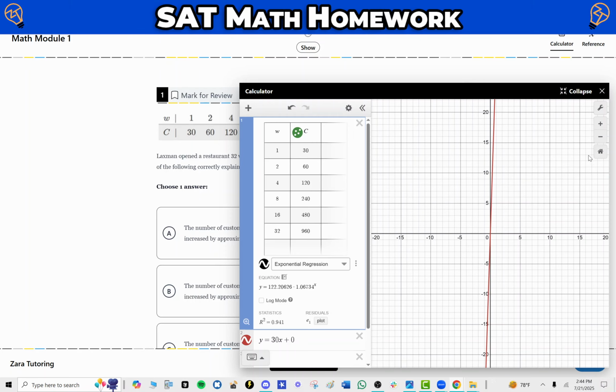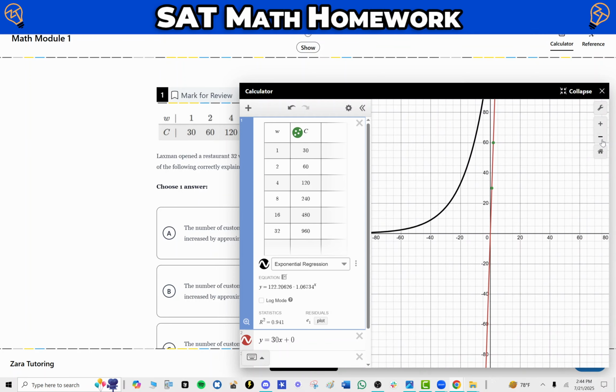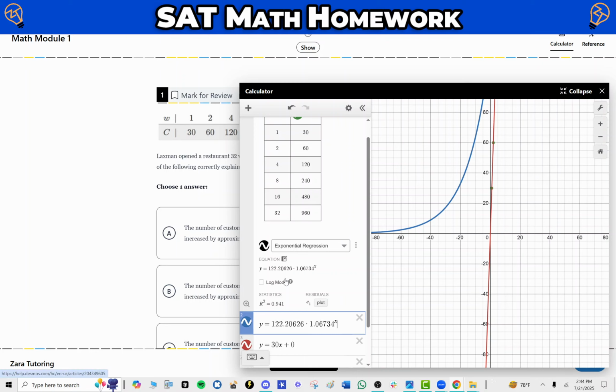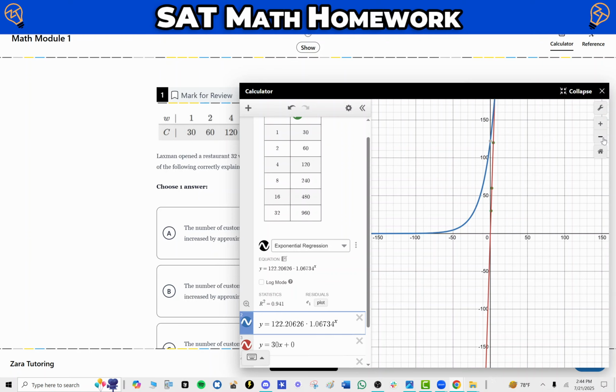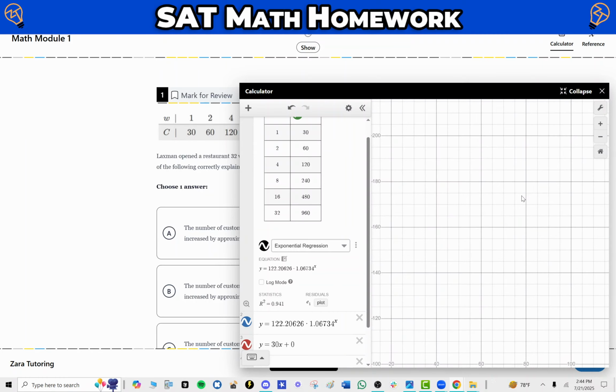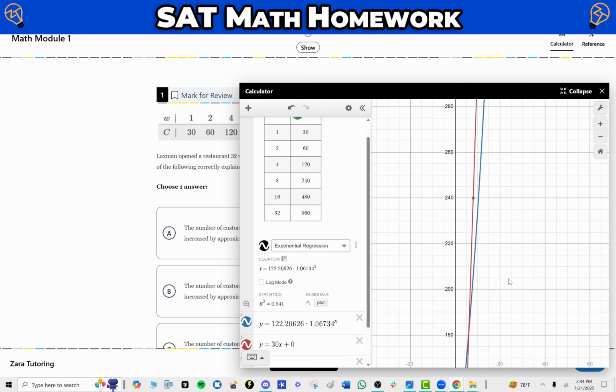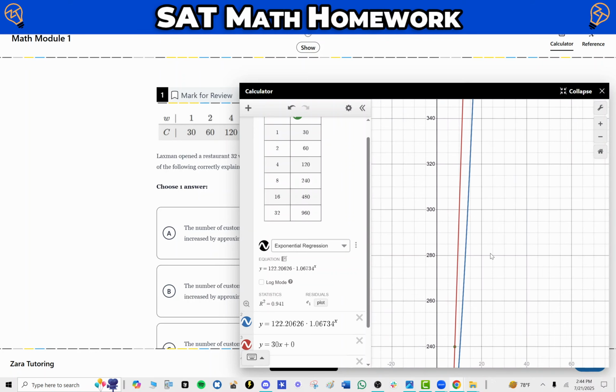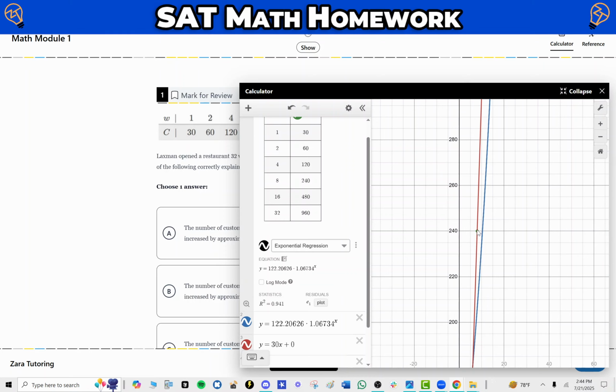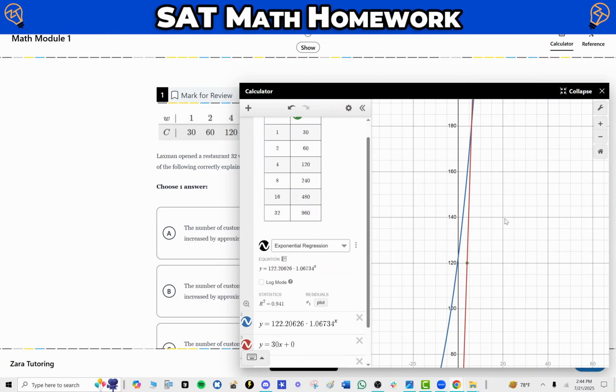So with the exponential model, which they're showing here in this black equation, now it's blue by popping it out, that doesn't really match as well. In fact, let's zoom in a little bit. You can see the blue one doesn't hit all those points. Like for example, it didn't hit this point, whereas the red one did.